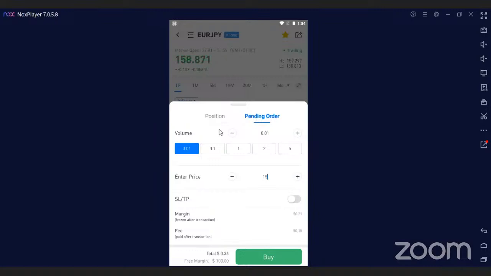So I want my price to get to 159.02, point 00.